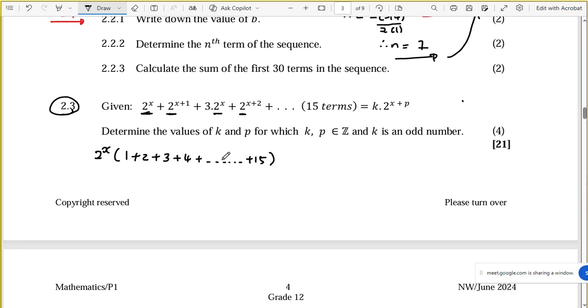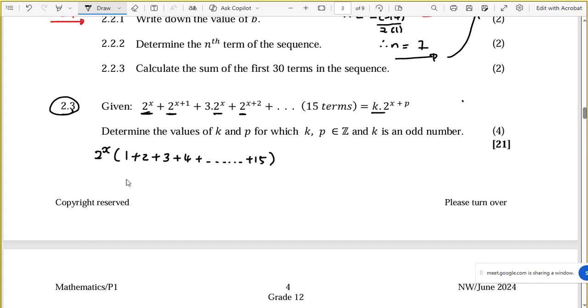So we don't know what the question is yet. The question says, find the values. And look at this. They said that the sum of those 15 terms is k times 2 to the power x plus p. Find the values of p and k, where p is an element of integers and k is an odd number.